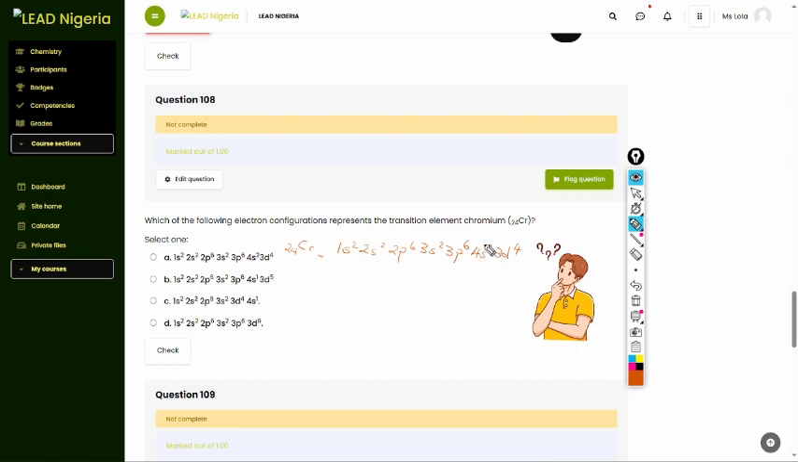Now ideally this is what it should look like, but for chromium to be stable, the atomic orbital should either be half filled or completely filled. So instead of having this configuration, it would rather have 4s1, 3d5, such that the s orbital, which should carry 2 electrons, carries 1 and is half filled. Then the d orbital, which should carry 10, carries 5 and is half filled. So it's 4s1, 3d5. So the answer is B.